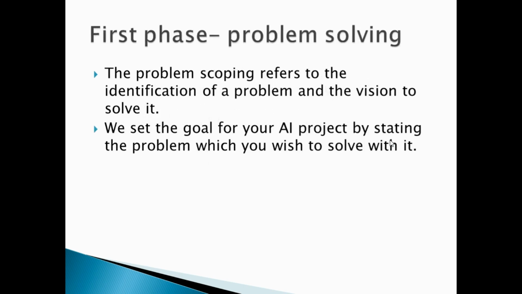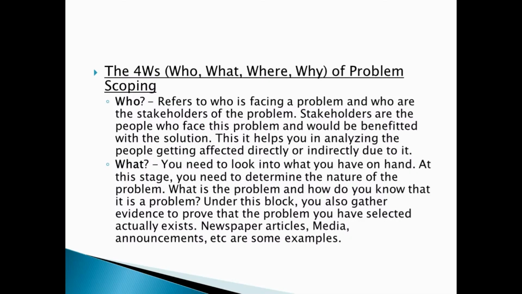Now we move on to the first phase. Under the first phase, which is problem scoping, I identify the problem and I also plan as to how should I go about solving it. We set the goal for the project. Now, one important thing in problem scoping is the 4Ws canvas. Now, what is this 4W canvas? It includes who, what, where, why. Please remember it includes who, what, where, why.